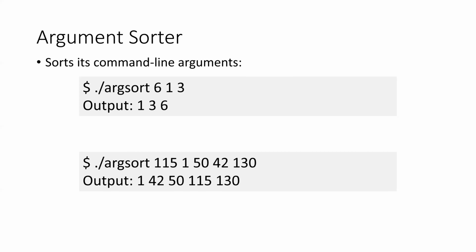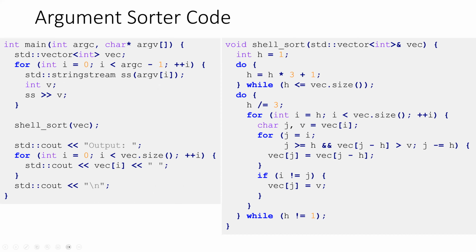I've made a little program that all it does is sort its command line arguments. Its name is argsort. So you call the program argsort, you give it some command line arguments like 6, 1, and 3, and it'll print them out sorted. Give it bigger numbers, it prints them out sorted too. Here's the code. It's not super long.